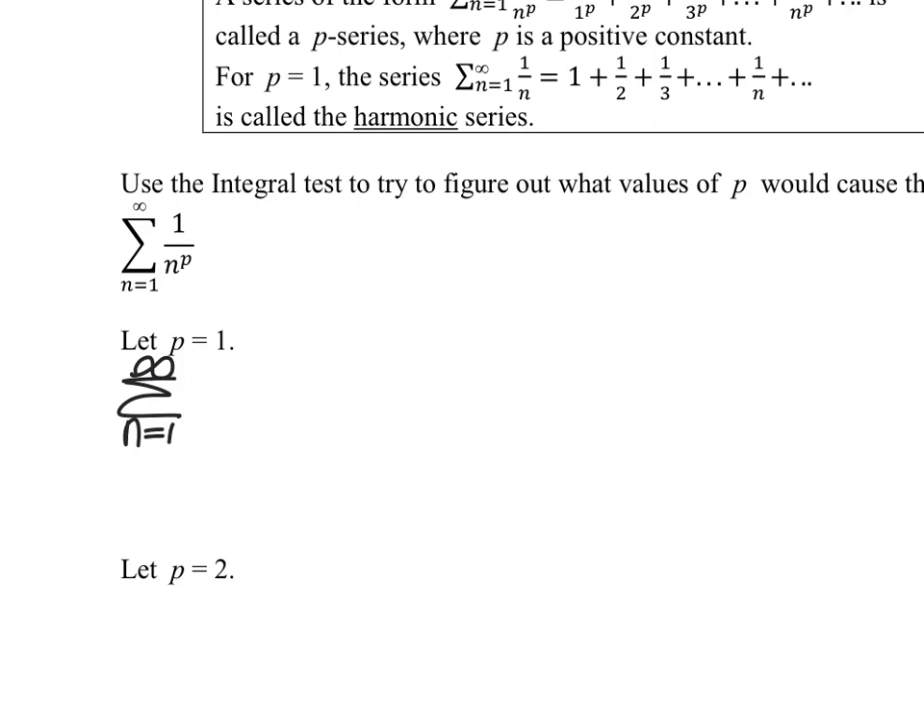So 1 over n, with the p-value being equal to 1, is our first challenge here. That's called the harmonic series. It's good to know, I guess.